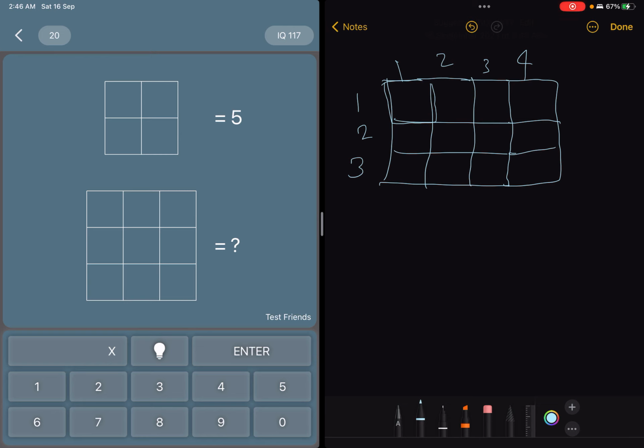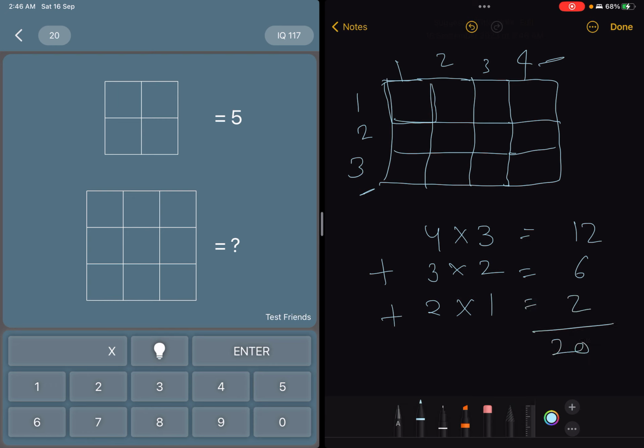It's also easy, there is nothing difficult to solve here. All we have to do is multiply these numbers, like 4 into 3 plus 3 into 2 plus 2 into 1. That's it. So it would be 12, 6 and 2, which would be 20. It was also easy, right?